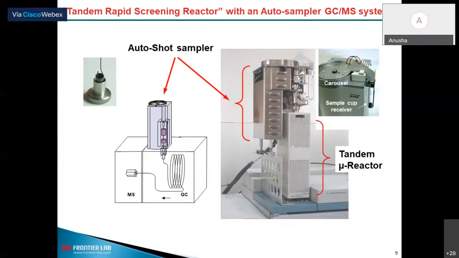In this slide, you can see how the auto sampler can be connected to the tandem microreactor. We also have an auto sampler for the tandem microreactor. If you have many samples and want to run them continuously, then you can use the auto-shot sampler. This is how it is mounted on the tandem microreactor, and like the auto-shot sampler, it also has the carousel and the cups, everything is similar.